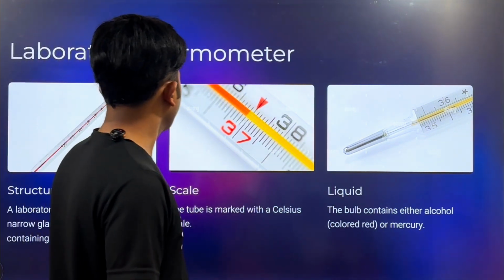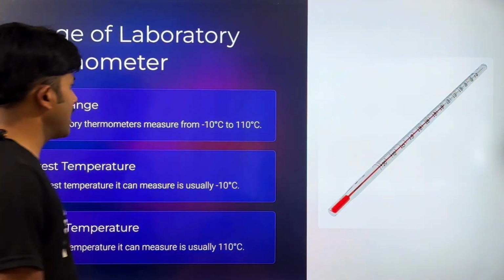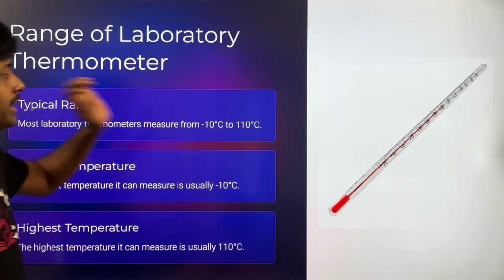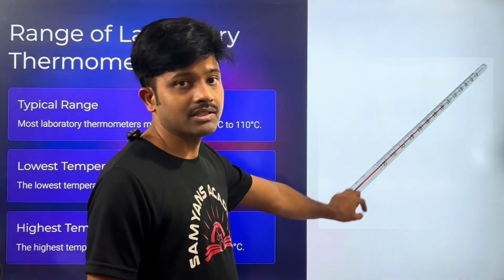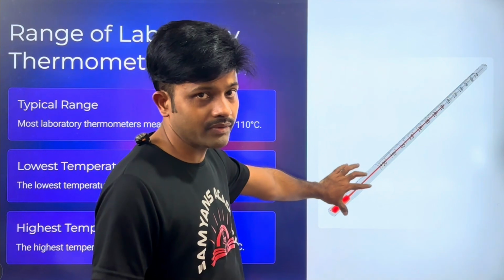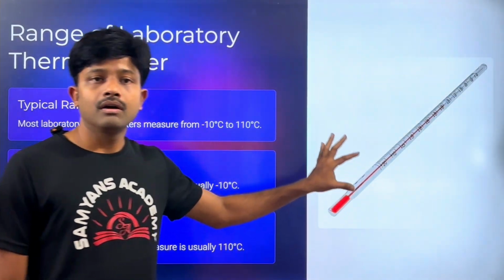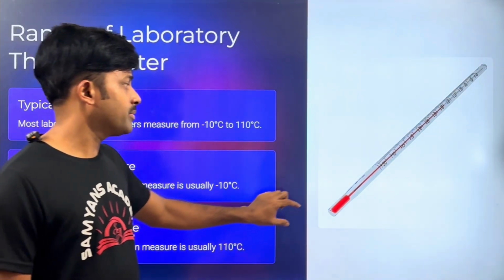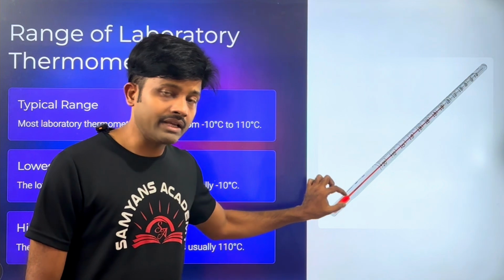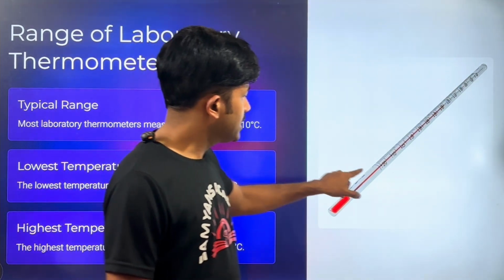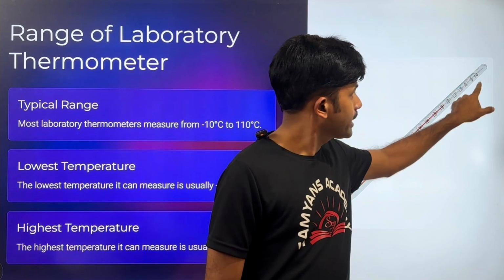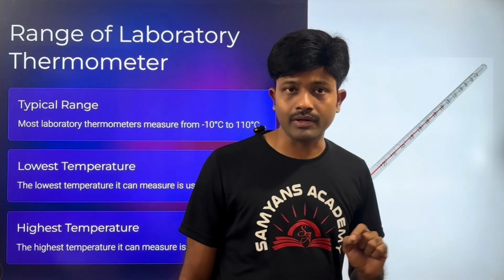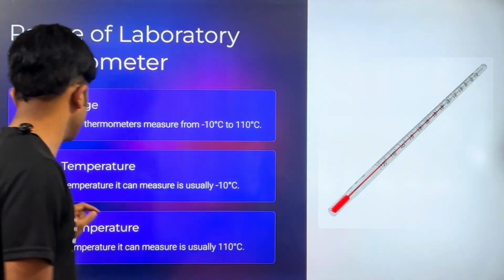Okay, next one, range of the laboratory thermometer. Now you see here we have some pictures of laboratory thermometers, and this red color is there. This is red colored alcohol. Some thermometers use alcohol, and some use liquid mercury. And you see the marking, it goes from minus 20 to 100. It is in degrees Celsius. The scale is marked in degrees Celsius.